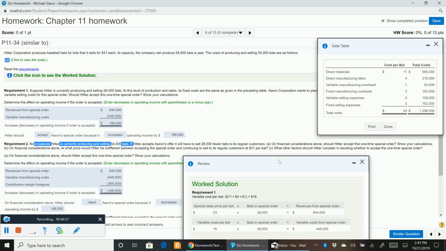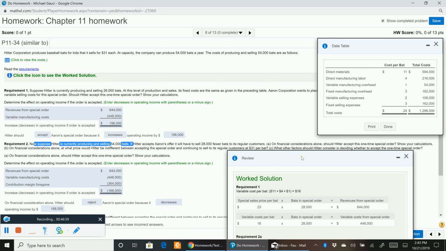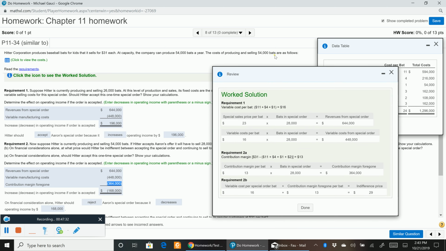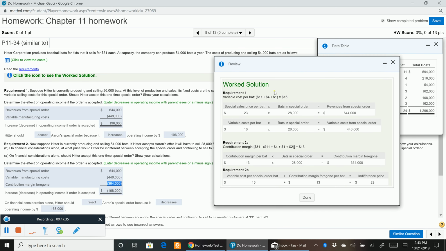So let's again look at our analyses. And once again, we're looking at quantitative analysis. So if we accept the special order, as we said earlier, we get an additional $644,000. If we accept the special order, we'd have additional variable costs of $448. But here's the new item. If we accept the special order, we have to get rid of, right? We lose contribution margin on the regular customers. And let's figure out that 364.